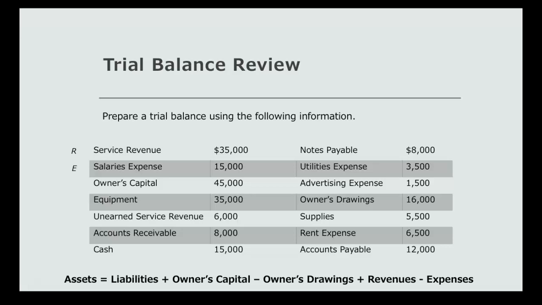Salaries expense, that's an expense. Then we have our owner's capital, and then we get to equipment. And equipment's the first one that we really need to think about here, right? So equipment is machinery, is a delivery van. Those are assets. So equipment will be listed along with our asset accounts.